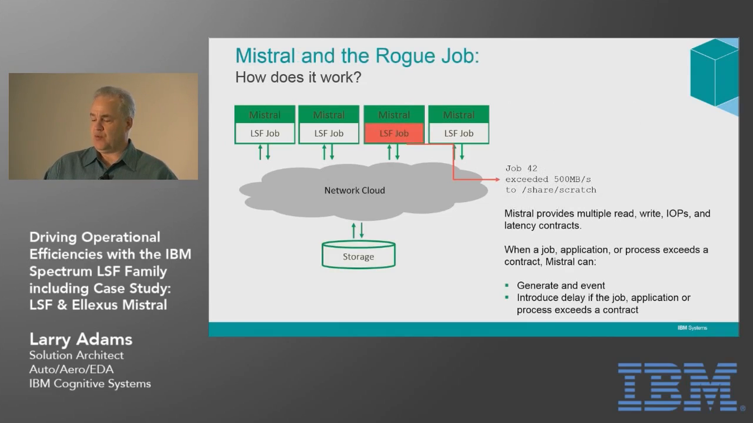Okay, and so an example would be a particular job. In this case, job number 42 is exceeding 500 megabytes per second to a particular mount point. And so that'll generate an event that'll get placed into a database, and then we can consume that data inside of RTM. That's basically the nut of it, right? And I've done a lot of testing, and the RTM plugin that I developed, we've scaled up to millions of events, and the performance is actually quite good in the way that it was designed.